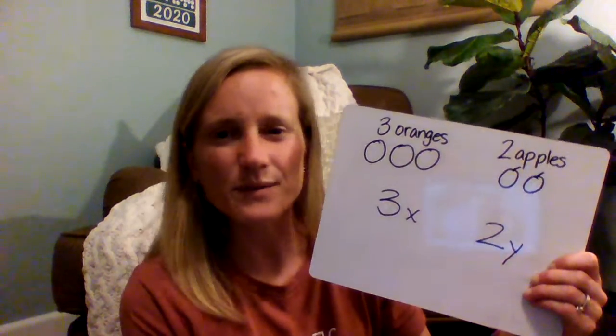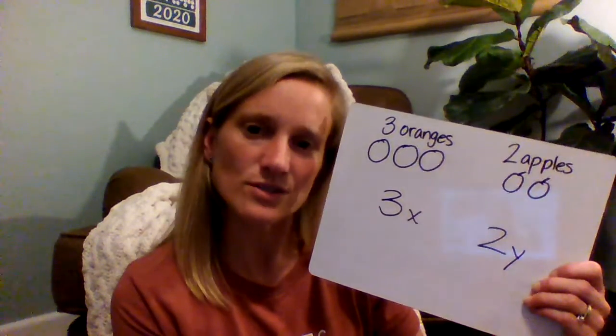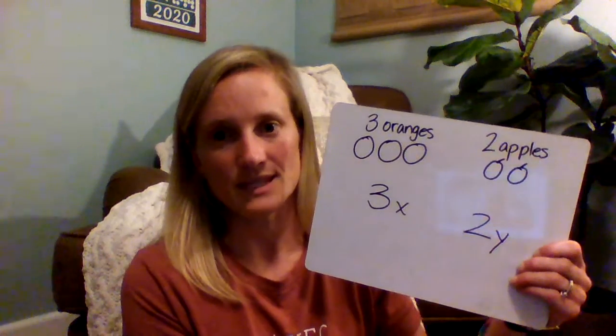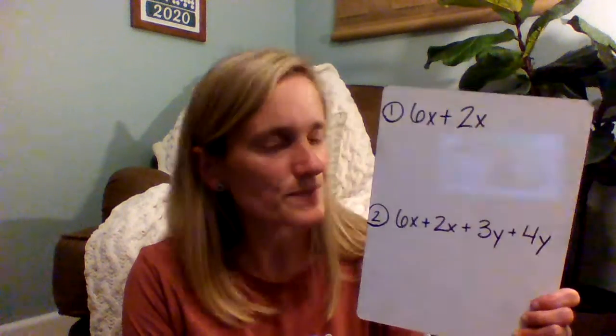So it's the same idea of what we're doing when we have 3 x's and 2 y's. If I wanted to add or subtract those, I can't do it because x's and y's aren't the same thing, so I can't put them together. So you can always go back and think about the fruit example if you start to get confused.